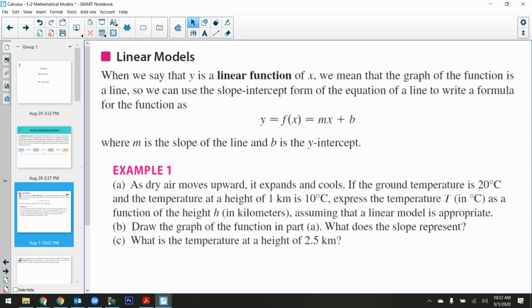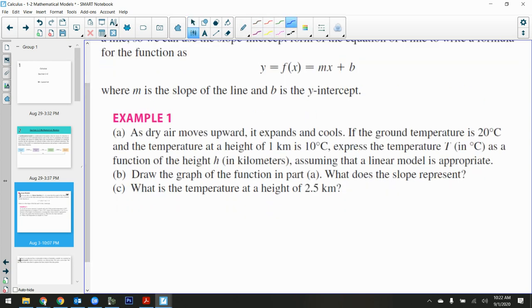So I know right away, before reading anything else, that when I create this model, when I create this equation, I know it's going to be T of h. Right? That's my model. That's my equation. Temperature as a function of height.